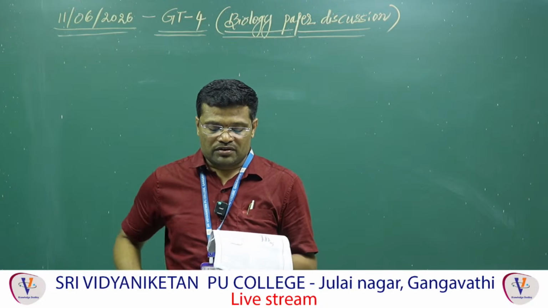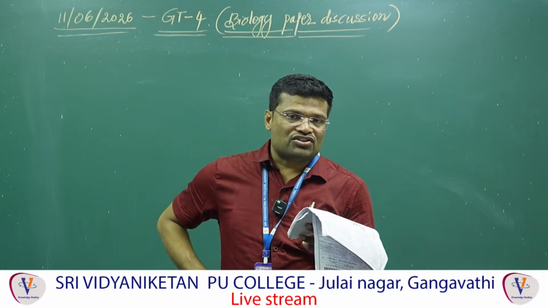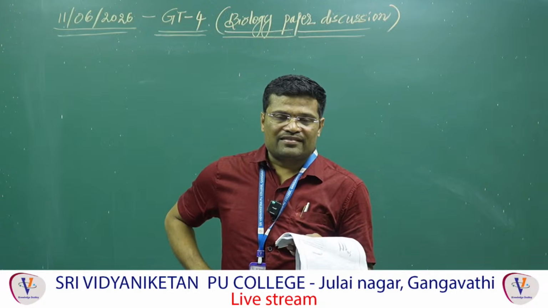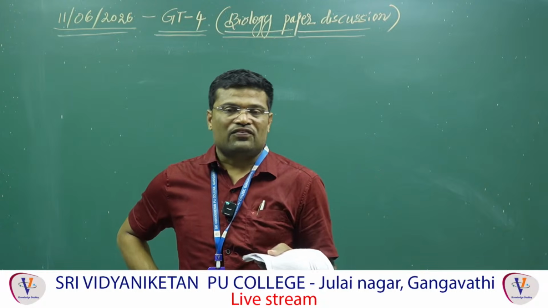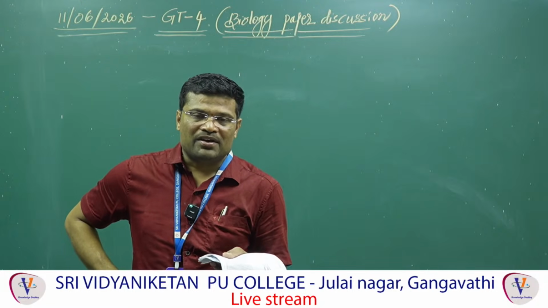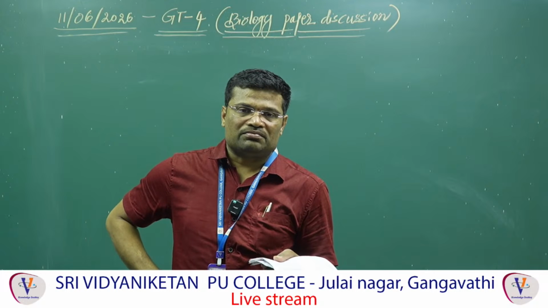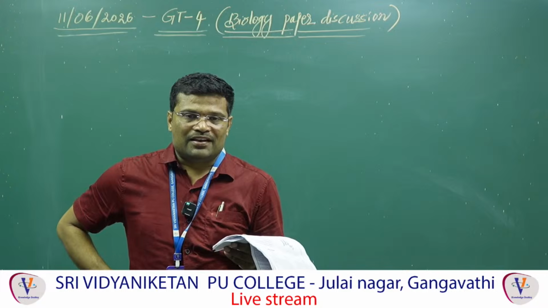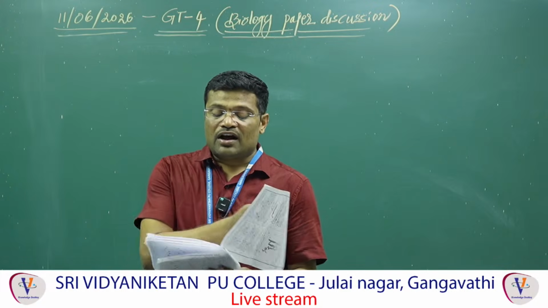Question number 107. Which of the following animals have water vascular system? Obviously, answer is 3, Asterias. The common name of Asterias is starfish. Asterias or starfish belongs to the phylum Echinodermata. Presence of water vascular system is one of the basic features of phylum Echinodermata. So 107 answer 3.